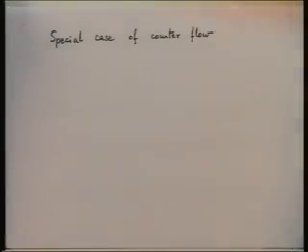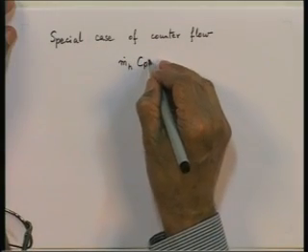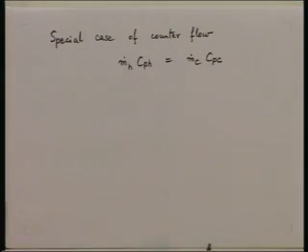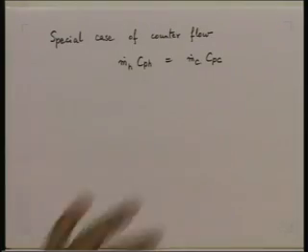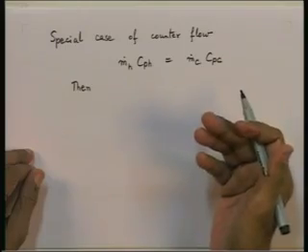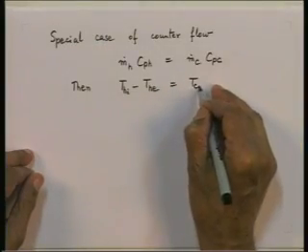The special case of counter flow which we want to look at occurs when m dot h Cph is equal to m dot c Cpc. Suppose we have this situation. The product of the flow rate and the specific heat on the hot side equals the value on the cold side. Then it follows, since Q, the change of enthalpy on the hot side and the change of enthalpy on the cold side are numerically equal, that Thi minus The must be equal to Tce minus Tci.